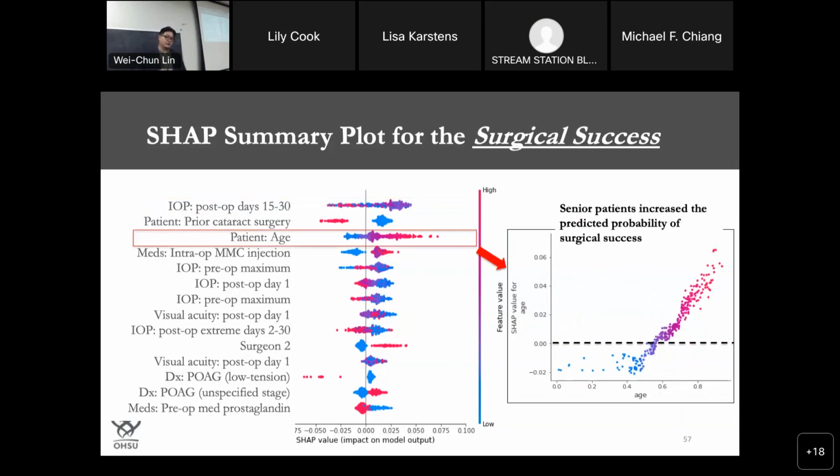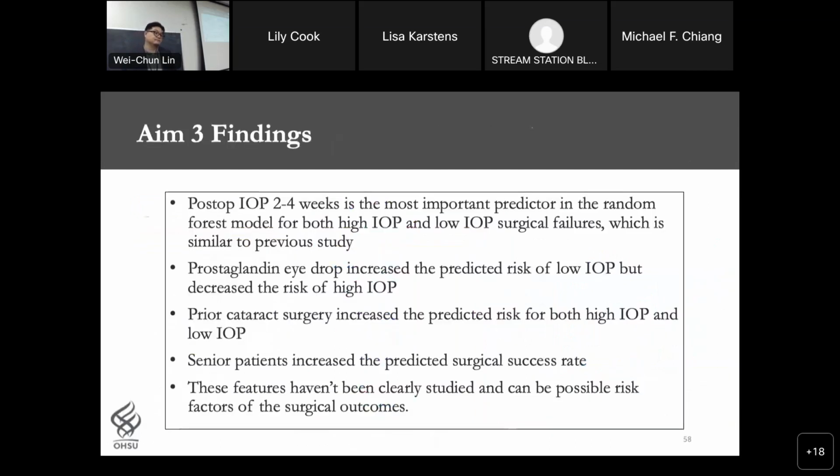Senior patients show an increased predicted probability of surgical success, and younger patients show a decreased predicted probability of surgical success. So from the N3, we found the IOP measured 2 to 4 weeks after surgery is the most important predictor of the long-term surgical outcome for both structure values, which is similar to the previous study findings.